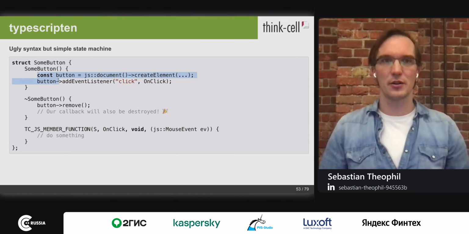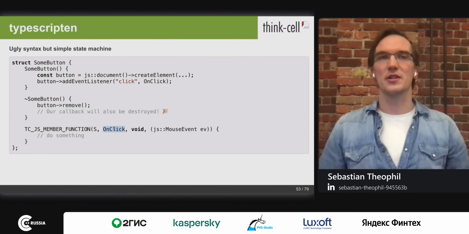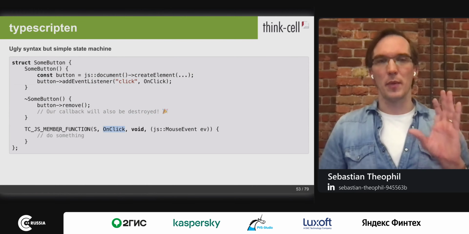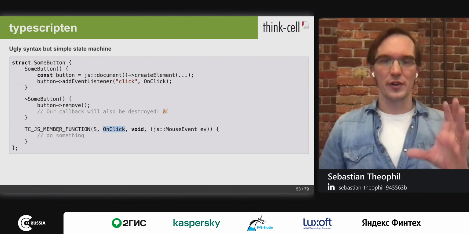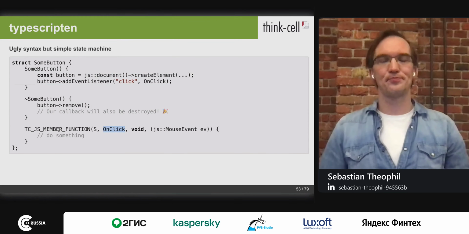So we can actually program it the way we want to. We create our button in the constructor, we remove it in the destructor, that destructor will be called, and best of all, our callback will also be destroyed and can never be called again, simply because it is actually an object. So that is slightly ugly syntax, I admit, but it makes a state machine very, very simple, makes it into something that I can reason about.